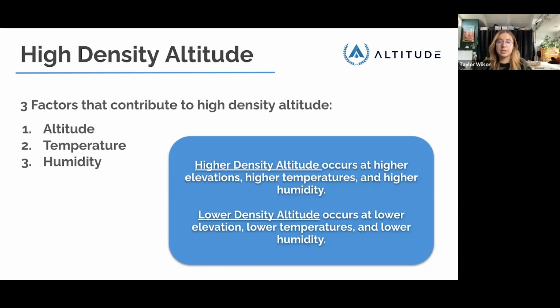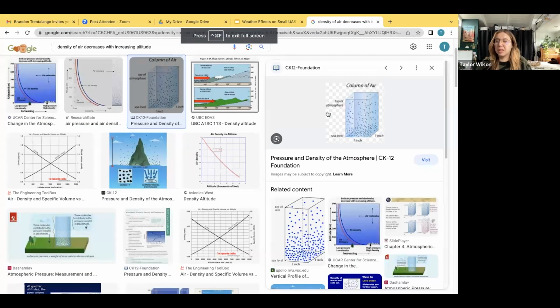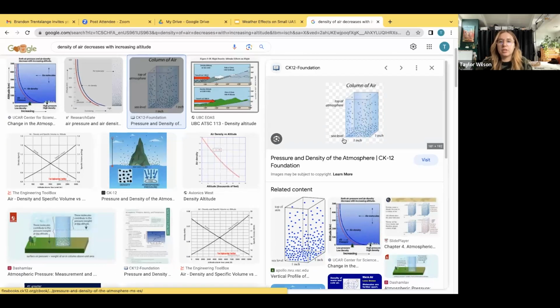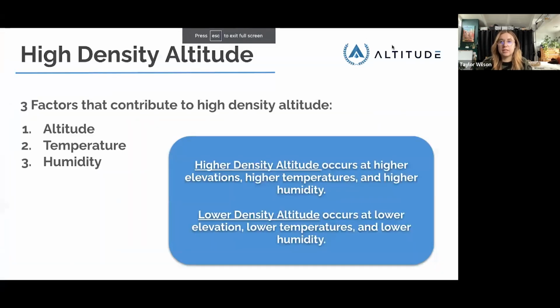With altitude, as we increase in elevation, the air pressure decreases. I pulled up a little graph so you can see a column of air. At sea level, we have all these dots, which are our air molecules. As we increase in altitude, toward the top of the atmosphere, we have fewer molecules. So our air is less dense in that column as we increase in altitude. That's the major one that's going to affect our density altitude.